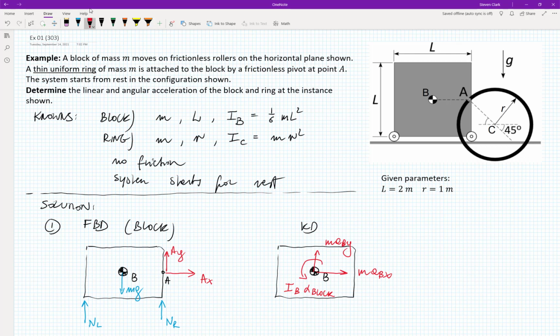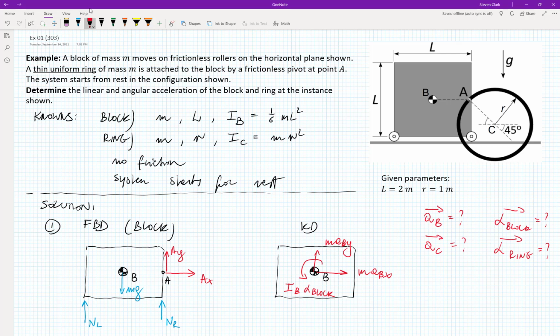Oh, guys, you know what I forgot about? I forgot about what the question is. So they ask us to find these four things. They ask us to find the linear and angular acceleration of the block and the ring. So they ask us to find these four vectors: AB, alpha block. This is not known. They also ask us to find AC and alpha ring.